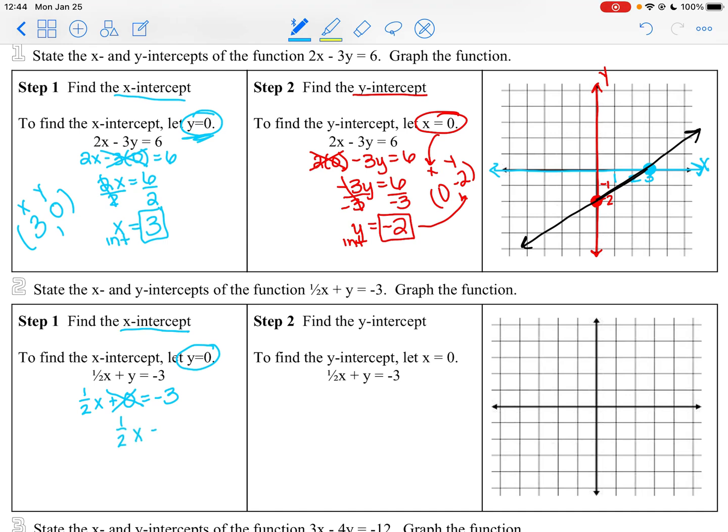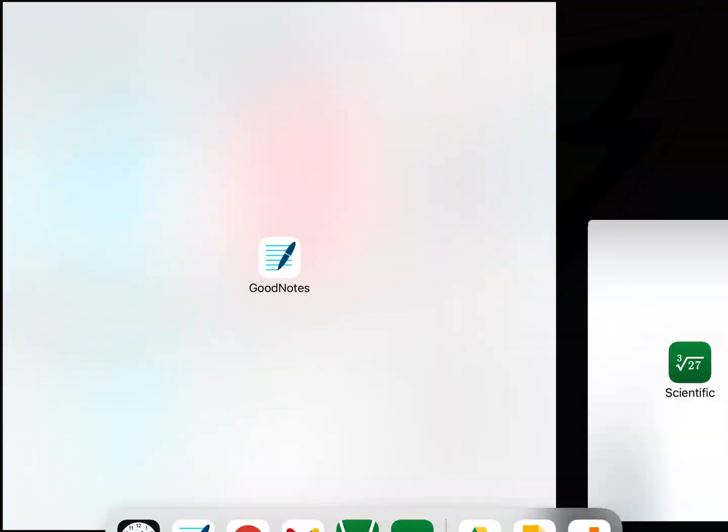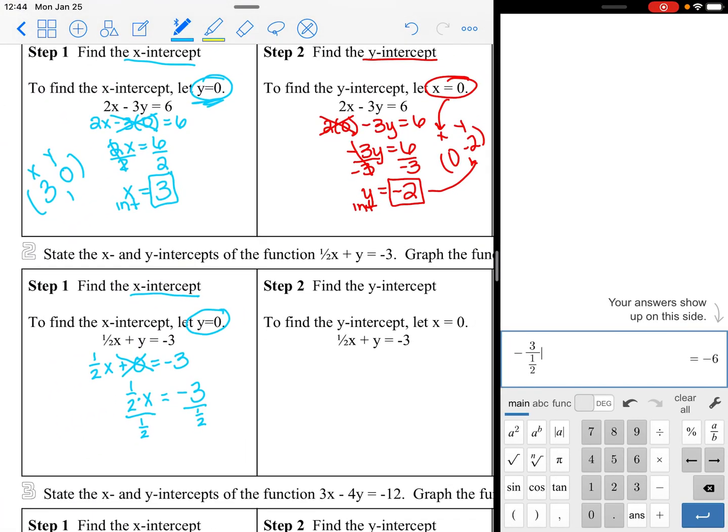So now I have 1/2 x equals -3. Even though it's a fraction, this 1/2 is still being multiplied by x. So to cancel it out, I'm going to use the inverse operation of division. So I'm going to divide by 1/2. So we use the same operation, we just might want to use a calculator to help us figure out what -3 divided by 1/2 is. So -3 divided by 1/2 is -6. So when I divide by 1/2, I get that x equals -6.